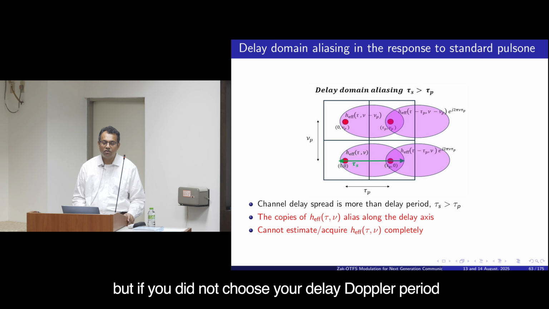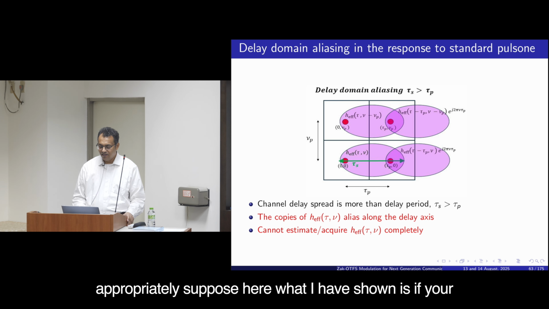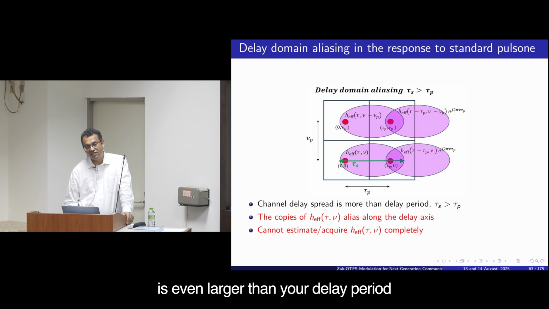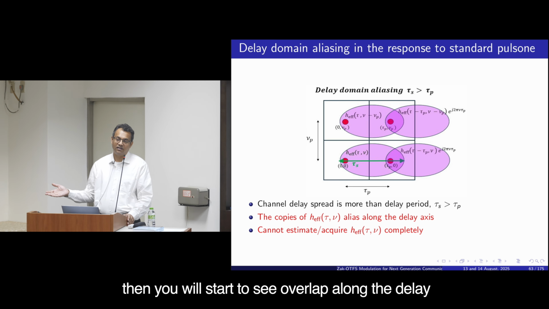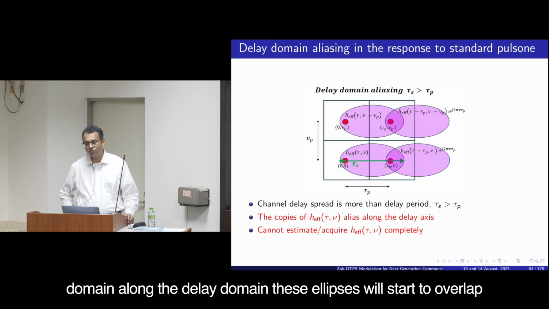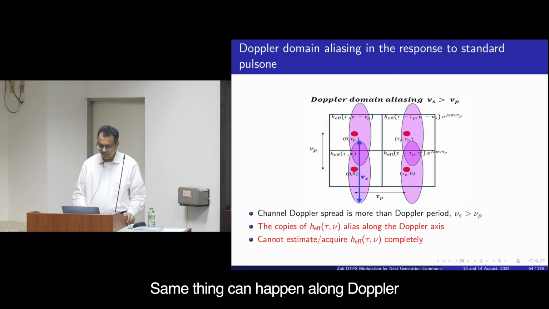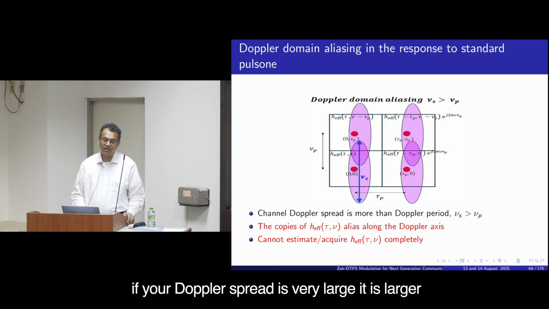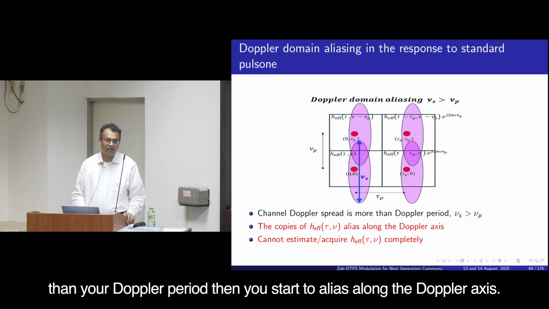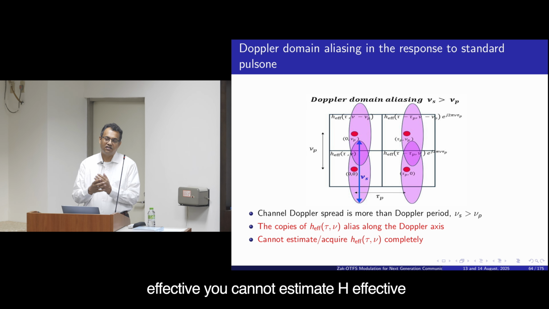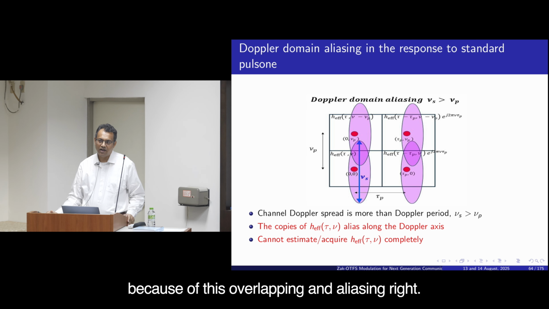But if you did not choose your delay Doppler period appropriately, suppose here what I have shown is if your delay spread is very large, if it is even larger than your delay period, then you will start to see overlap along the delay domain. Along the delay domain, these ellipses will start to overlap, and I call that delay domain aliasing. Okay. Same thing can happen along Doppler. If your Doppler spread is very large, larger than your Doppler period, then you start to alias along the Doppler axis. In either of these aliasing cases, you cannot estimate H effective because of this overlapping and aliasing, right.